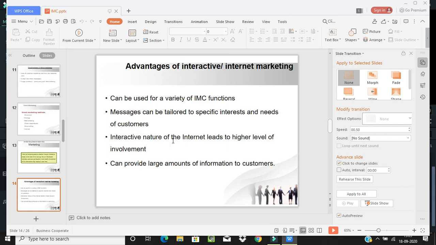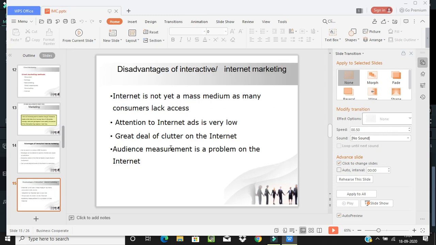Now, advantages of interactive internet marketing. Okay. One of the important advantages, it can be used for a variety of IMC functions. Messages can be tailored to specific interests and needs of customers. Interactive nature of the internet leads to higher level of involvement. Can provide large amount of information to customers.